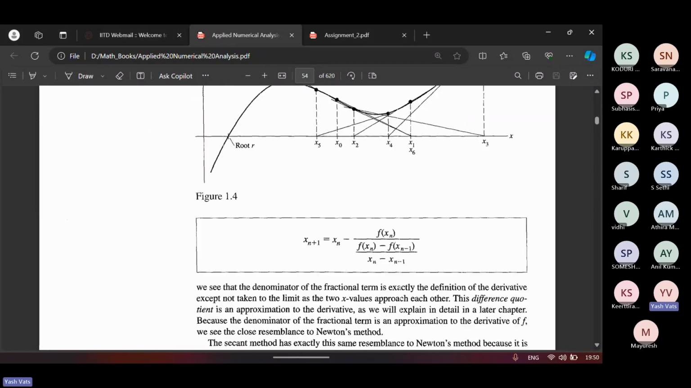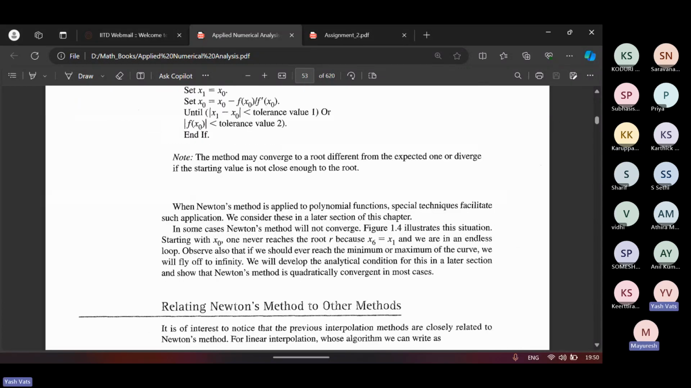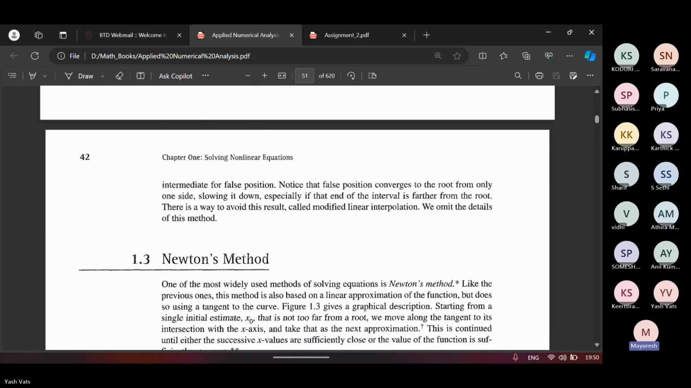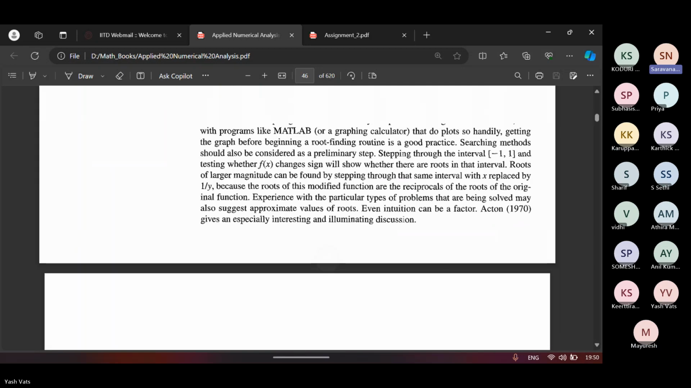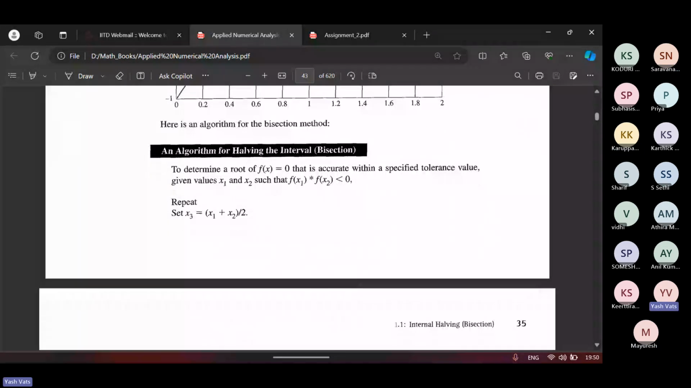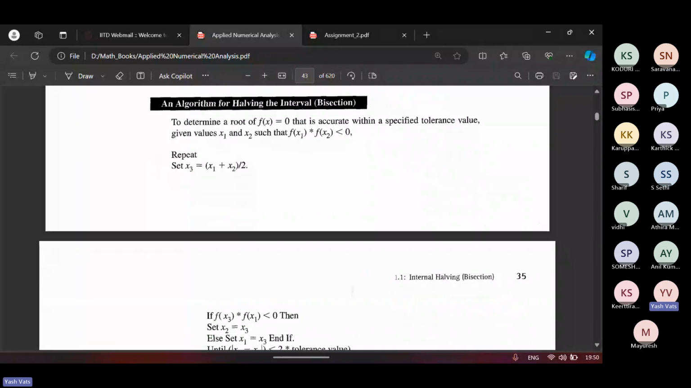Wait a second. Do you have this book? This is a good book actually. The title is Applied Numerical Analysis by Gerald and Wheatley.